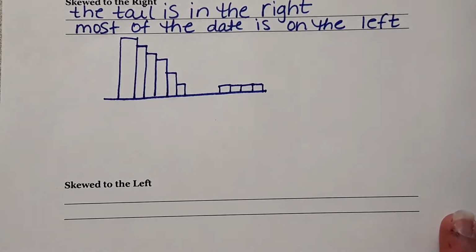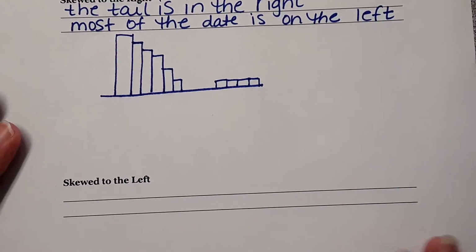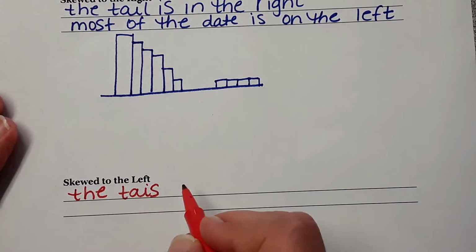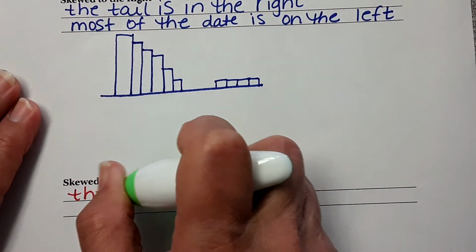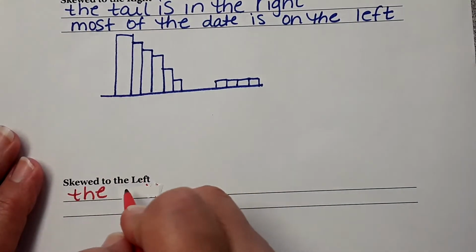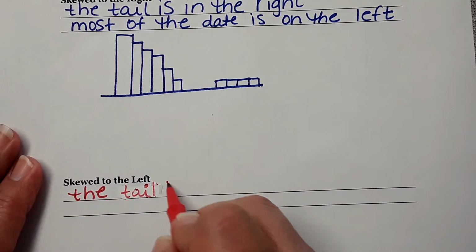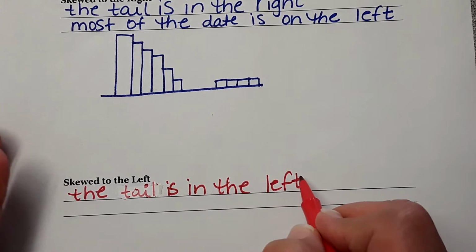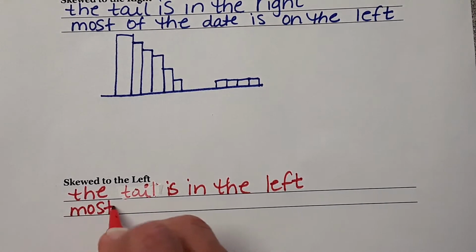Okay. We're going to go with skew to the left now. So skew to the left, where's the tail going to be? The tail is on the left. Okay. And where's most of the data at?